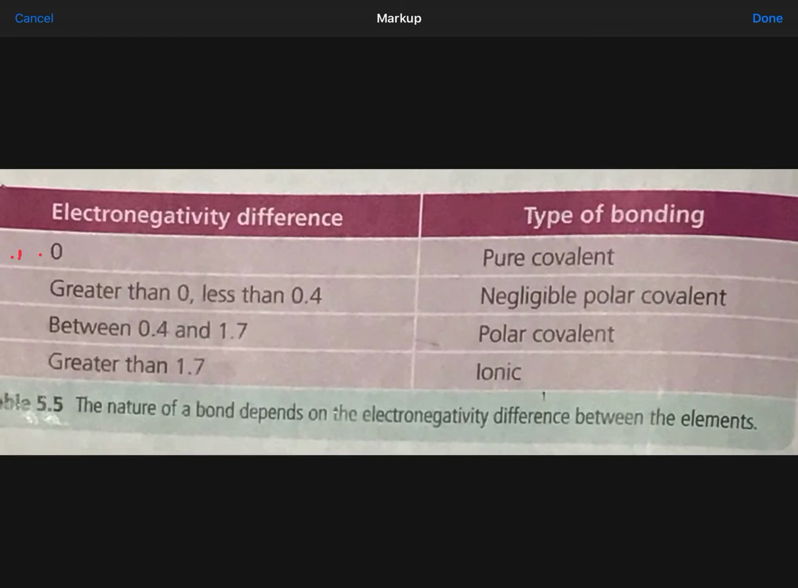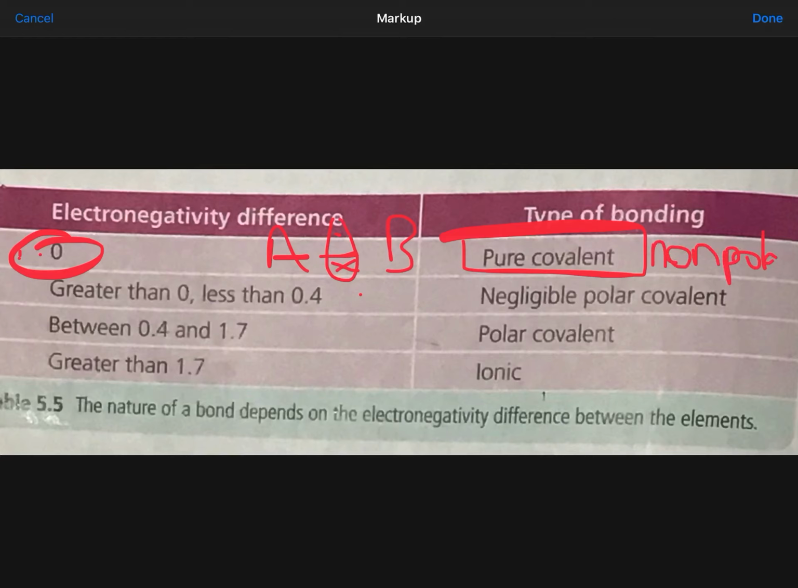Here you can see that if there's no difference in electronegativity values, then your compound is pure covalent. What does that mean? If a bond is formed between two atoms A and B, the electrons are being shared equally, right in the middle. You would have no regions of positive and negative. Pure covalent, or we would say non-polar.